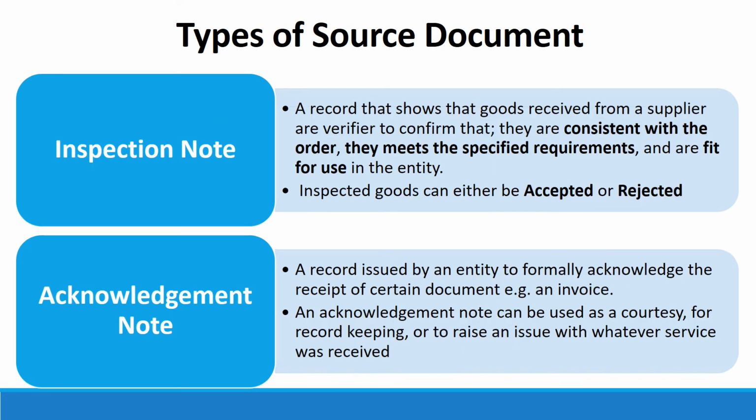An inspection note is a record that shows that goods received from a supplier are verified to confirm that they are consistent with the order, they meet the specified requirements, and are fit for the entity's use. Inspected goods can either be accepted or rejected.